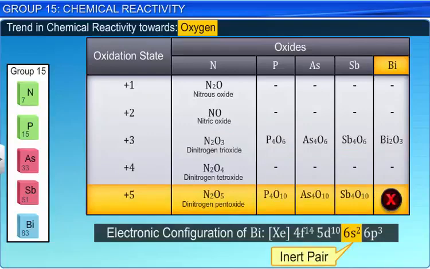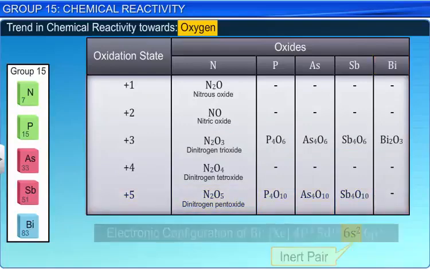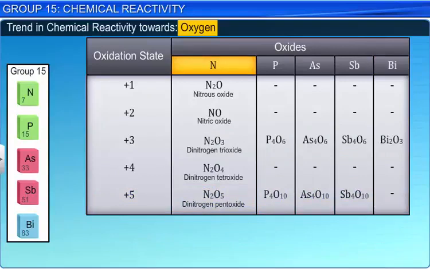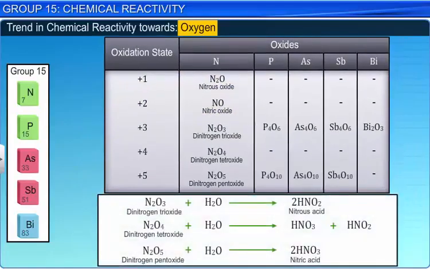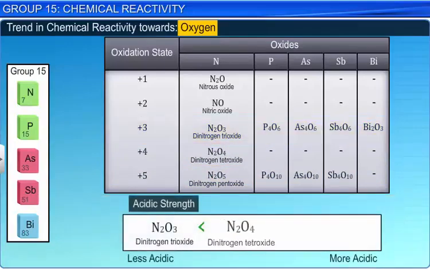The lower oxides of nitrogen, such as nitrous oxide and nitric oxide, are neutral, while the higher oxides, such as dinitrogen trioxide, dinitrogen tetroxide, and dinitrogen pentoxide are acidic. Oxides in the higher oxidation state of an element are more acidic than that of the lower oxidation state. Hence, the acidic strength of oxides of nitrogen increases from dinitrogen trioxide to dinitrogen pentoxide.